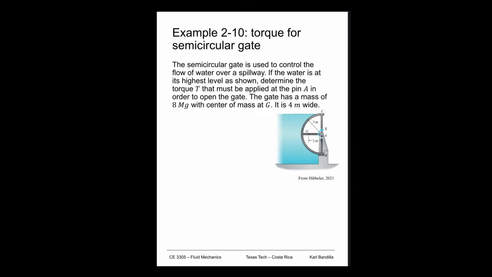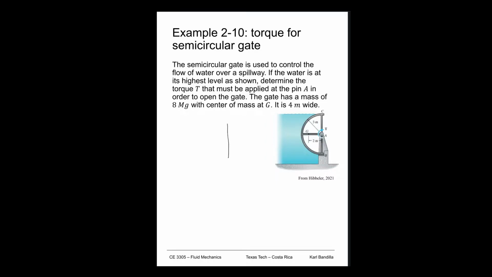This is example 210. We're going to try to find what the torque is to move this semicircular gate that is submerged in water. So I think to start, we'll do our usual. We'll start with a free body diagram. And so of course the thing we're looking at is the semicircular gate. So we'll consider it to be a single rigid body.